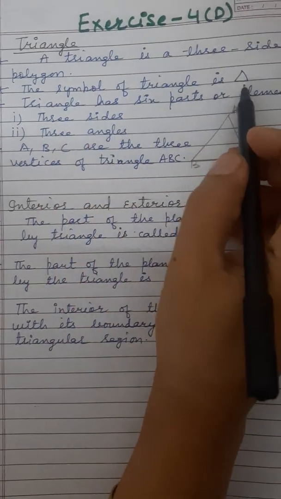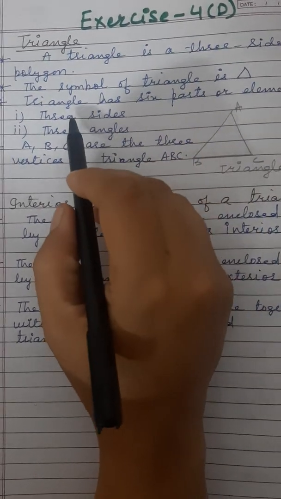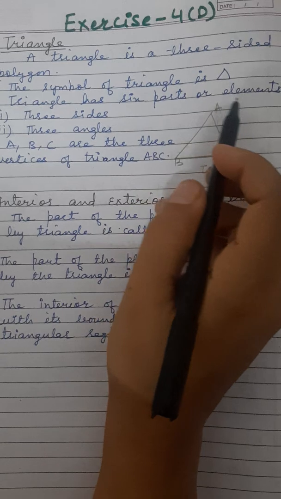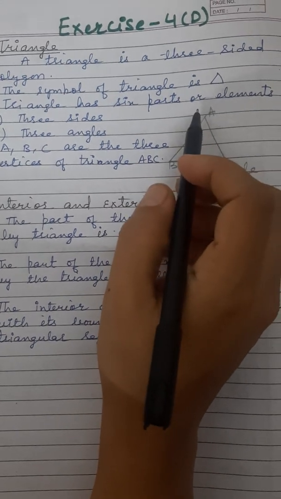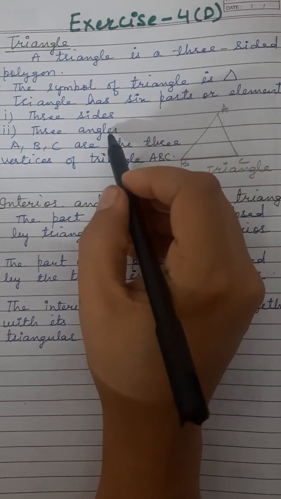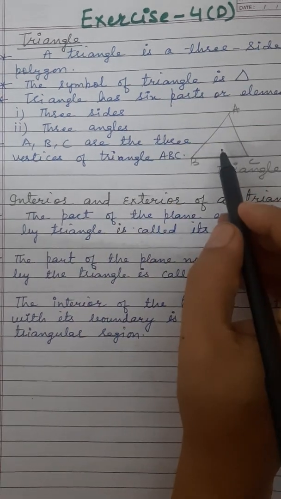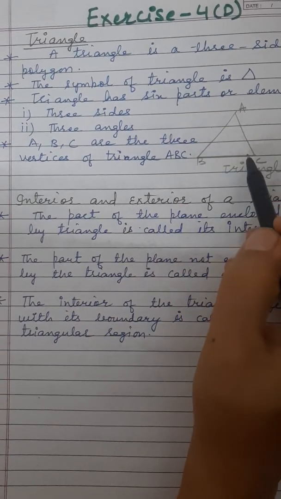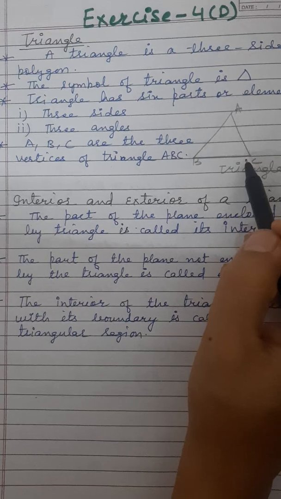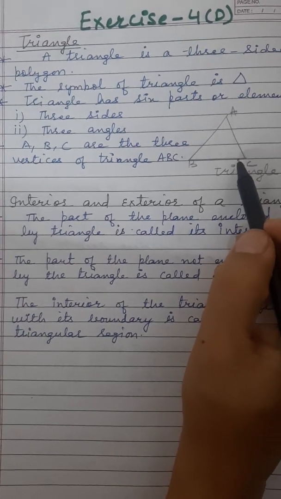The symbol of triangle is this. Triangle has 6 parts or elements. Which are the 6 elements? 3 sides and 3 angles. Now see this figure. This A, B, C are the 3 vertices of this triangle.